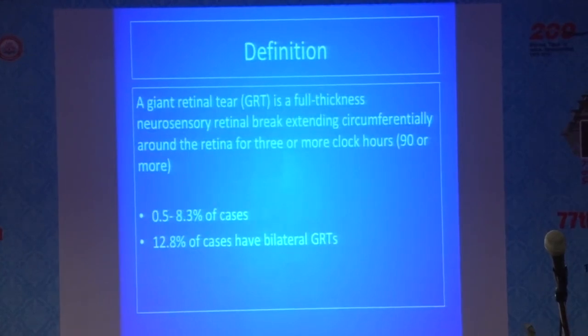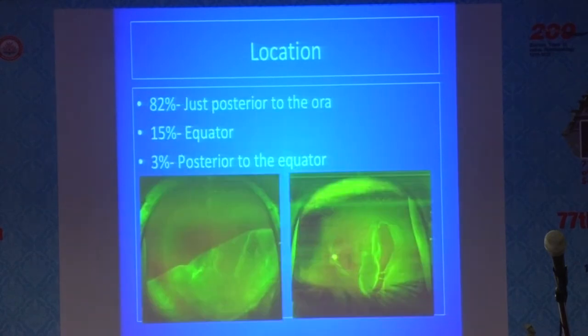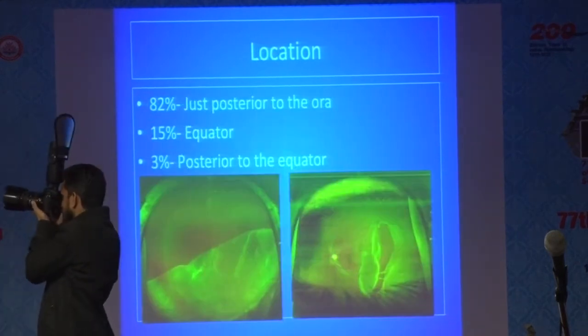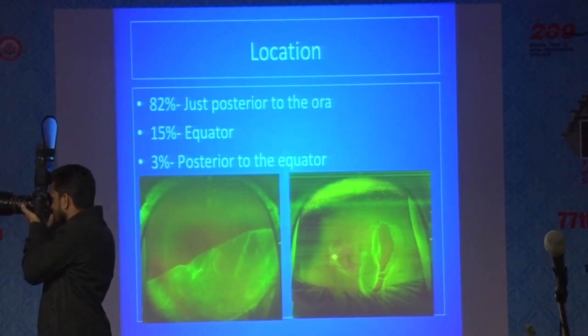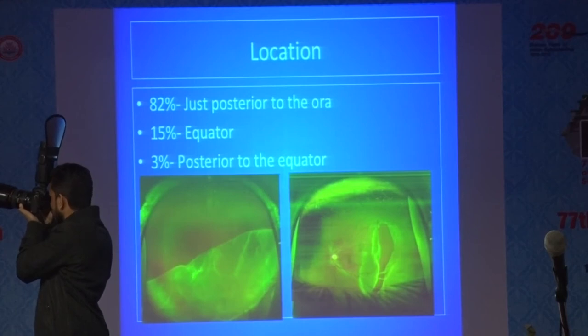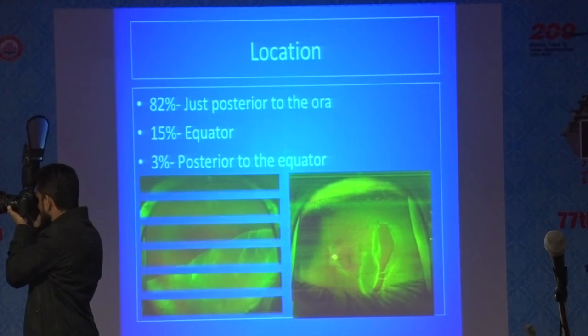So a giant retinal tear is a full-thickness neurosensory retinal break that extends circumferentially around the retina for 3 or more clock hours, that is 90 degrees or more. They are not very common. They account for 0.5 to 8.3% of all the cases of rhegmatogenous retinal detachments, and around 12.8% of these cases are bilateral. The most common location is just posterior to the ora serrata in 82% of cases. They may be equatorial in another 15%, and posterior to the equator, like we see here, are less common, around 3%.